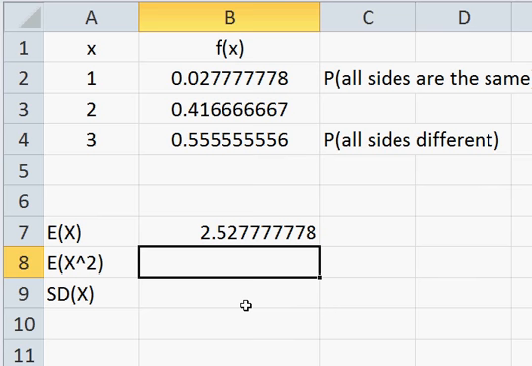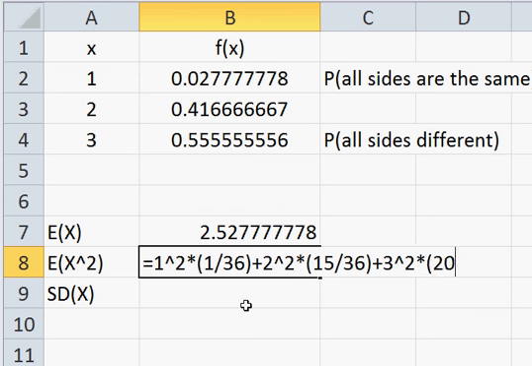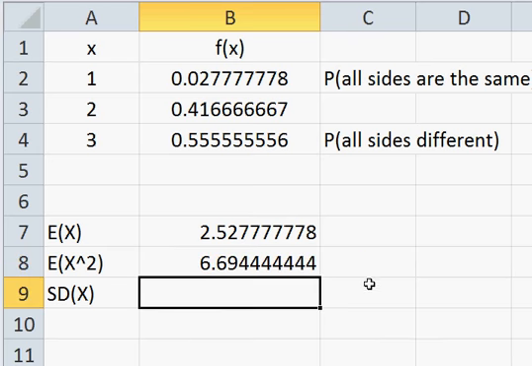Next, we need the expected value of X squared. This is going to be 1 squared times 1 over 36, plus 2 squared times 15 over 36, plus 3 squared times 20 over 36. So this looks very much the same as what we had before, except I square the possible values. I do not square the probabilities, but I square the possible values and add them up. And so I get 1 times 1 over 36 plus 4 times 15 over 36 plus 9 times 20 over 36. So this works out to be 6.694.